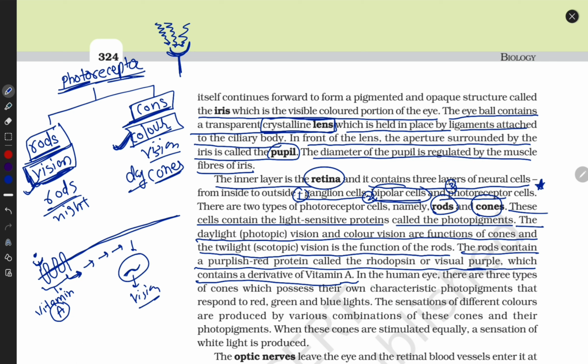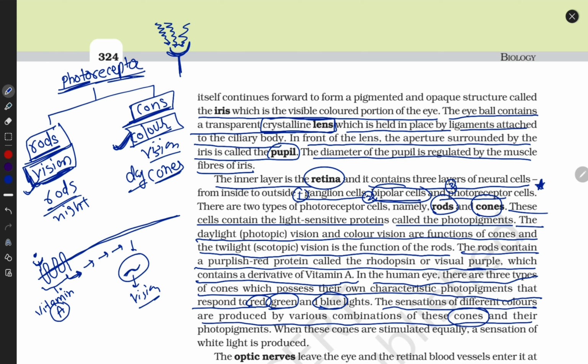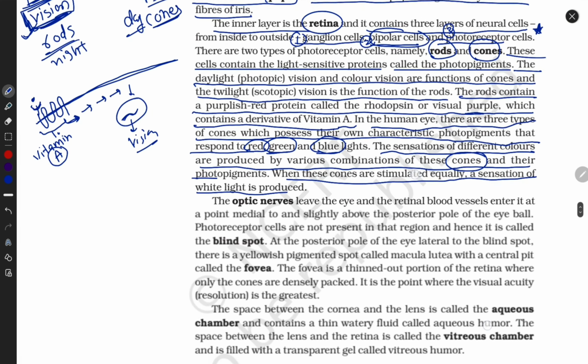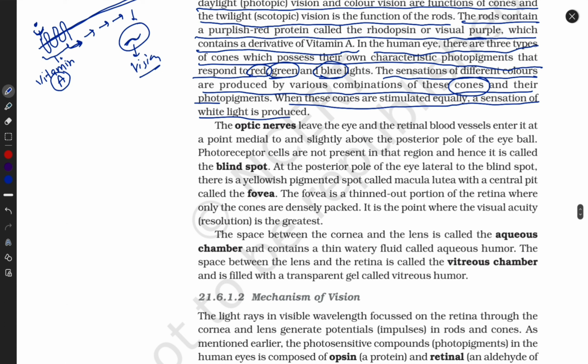Okay. In the human eye, there are three types of cone, each possessing its own characteristic photopigment that responds to red, green, and blue. The sensation of different colors is produced by various combinations of these cones, and I already told you cones distinguish between the colors. When these cones are stimulated equally, a sensation of white light is produced. When the cones are equally activated, then white light is visible.